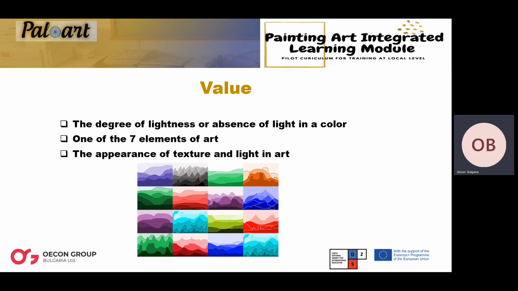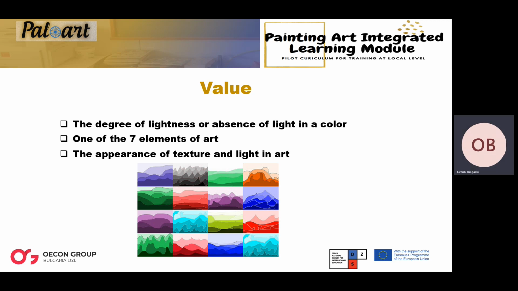A color's value refers to its brightness or darkness. Value is extremely significant in art because we see and interpret items based on how dark or bright they are. Different color and tonal values can be used by artists to create the illusion of light. The value of a color or hue determines how bright or dark it may be. Between stronger colors like black and white, high contrast pictures contain few tonal values. The appearance of texture and light in art is determined by value.